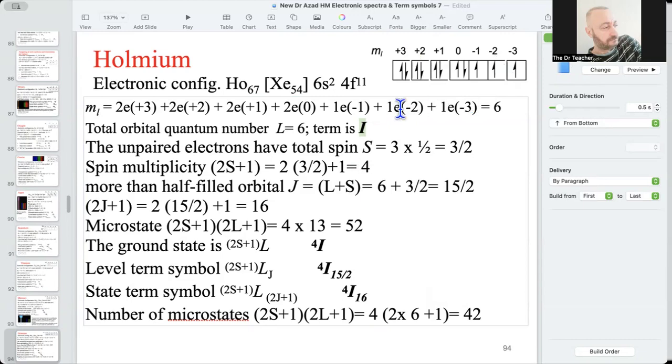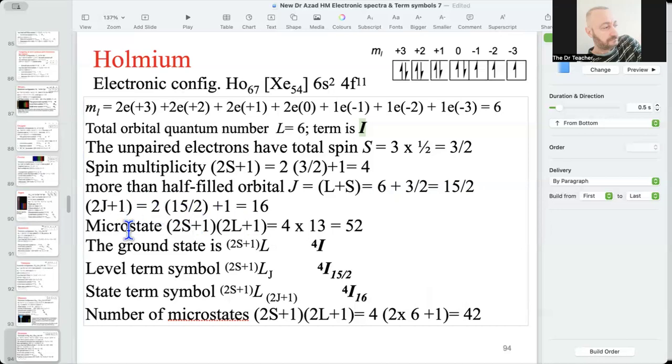This is more than half filled, so the J value will be L plus S. What is L? 6. What is S? 3 over 2. So it will be 15 over 2. You see, it is 7.5, which is 15 over 2, so you have to change it to a fraction. And here, 2J plus 1 is what? 2 times 15 over 2 plus 1 will be 16.